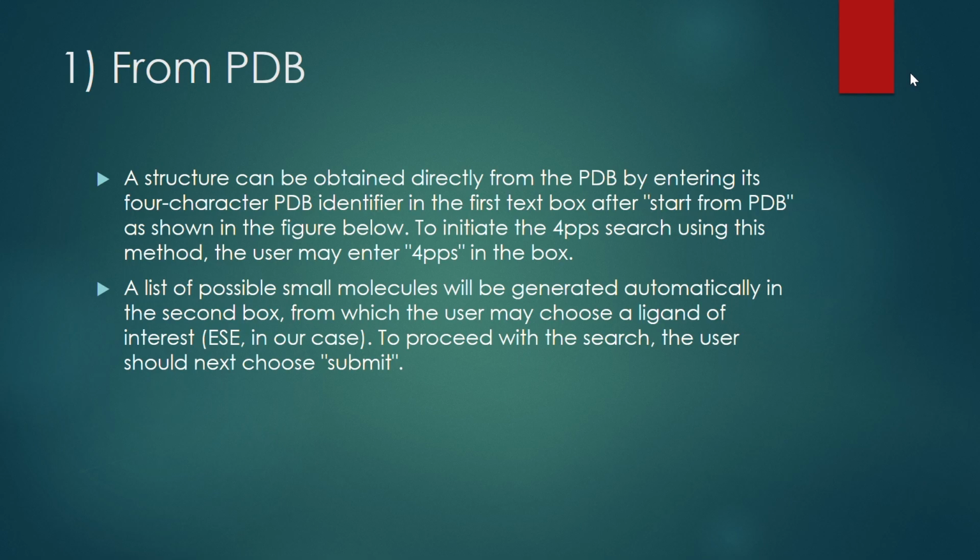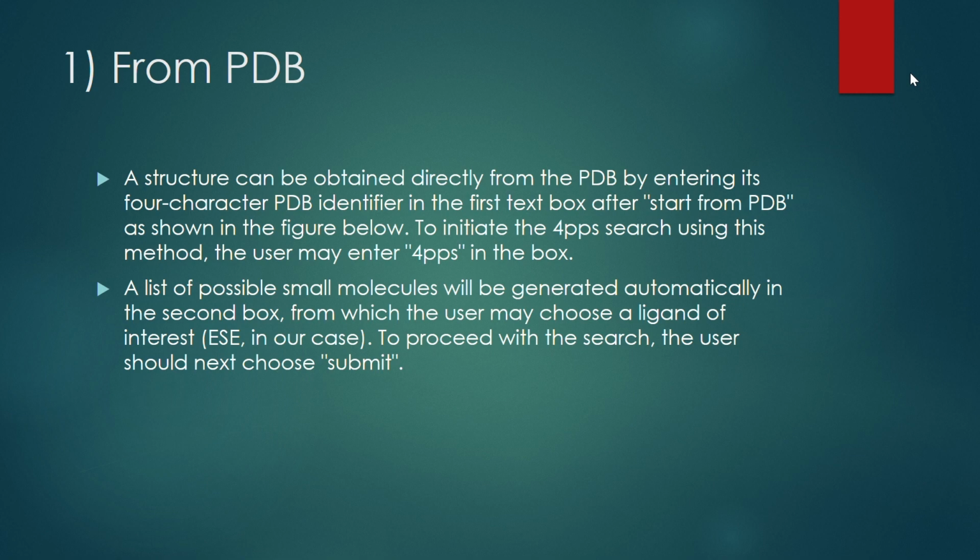The first is about starting from PDB. A structure can be obtained directly from the PDB by entering its 4-character PDB identifier in the first text box after Start from PDB, as shown in the figure below. To initiate the searching using this method, the user may enter the PDB ID in the box and start their searching process. A list of possible small molecules will be generated automatically in the second box, from which the user may choose a ligand of interest.